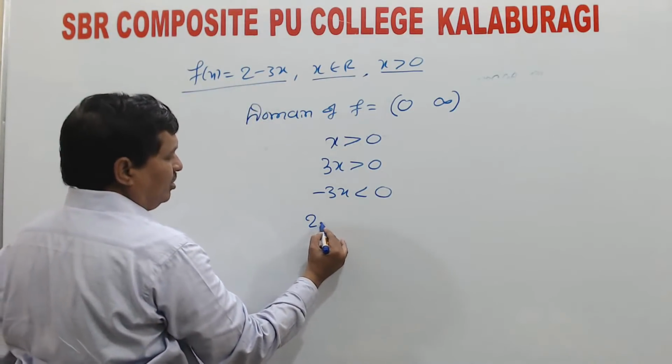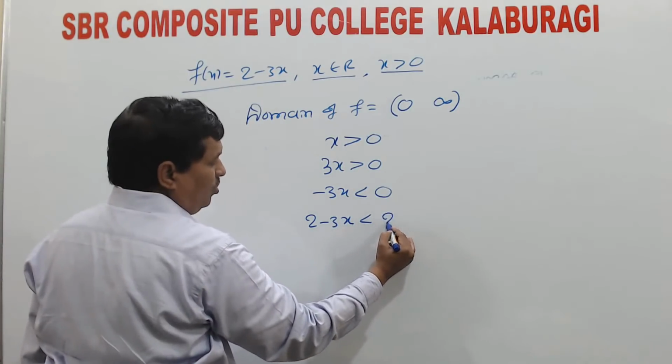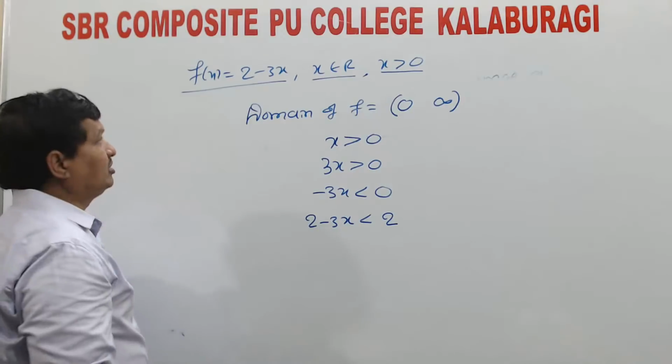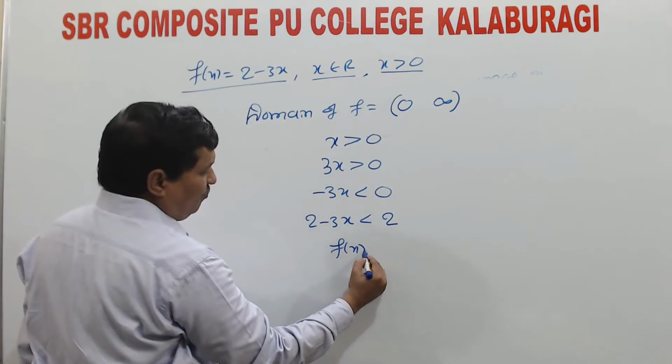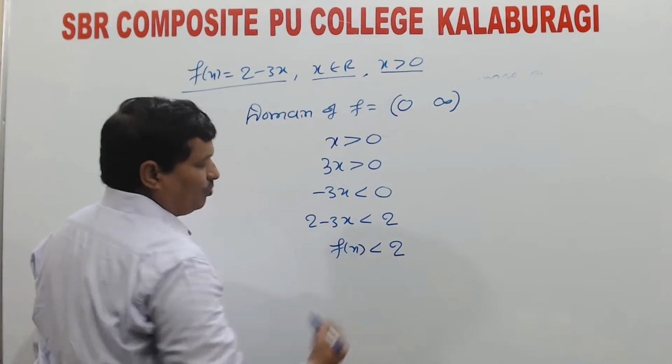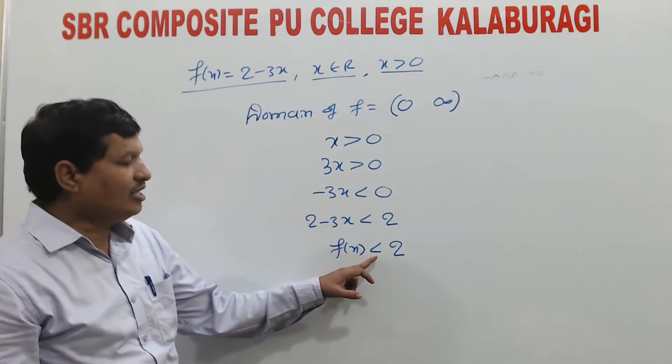Okay. Minus 3x, here 2 is there. Add 2 to both sides. Minus 3x plus 2 is less than 0 plus 2, that is 2. Adding 2 to both sides, it is nothing but what? f of x. See, f of x is less than 2. f of x is nothing but what? Range. Range is less than 2.